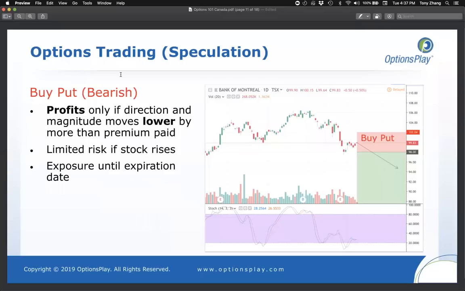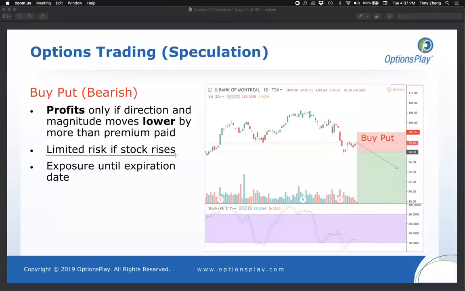Vice versa, if I was to buy a put on BMO, same thing. Unlike when I short a stock, the stock needs to move significantly. The stock only needs to move 1 penny in order for me to be profitable. When I buy a put, it's only profitable if the direction and magnitude moves lower by the premium that I paid for the put option. So just like the call option, a put option will cost me money, and the stock needs to move by that amount in order for me to be profitable. However, the trade-off that I get with that is that I have limited risk.